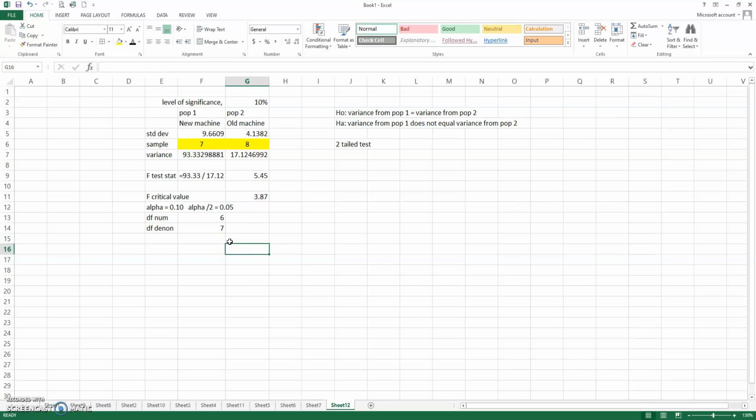Your decision rule is to reject the null hypothesis, as always, if the test statistic is greater than our critical value. So we're looking at these two values here. We are going to reject the null hypothesis because the test statistic is greater than the critical value, which means that we are left with the alternative, that the variance from population 1 does not equal the variance from population 2.